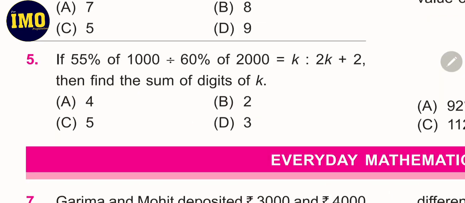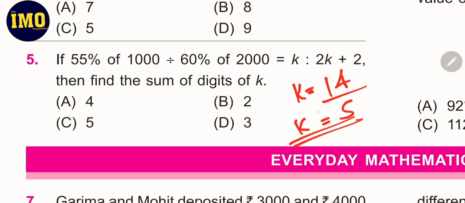Here we need to understand the question properly. First of all, we need to find the value of k. So k, if you get a single digit, there is no addition. But suppose k is equal to 14. I'm just giving you an example, it is not a correct value. So we just add these two digits. 1 plus 4 is what? 5. So k is basically 5. In such a way we need to solve this question.